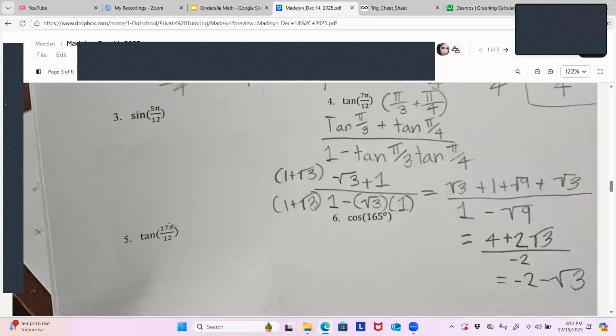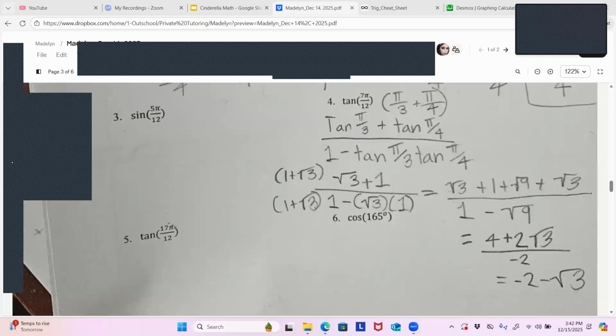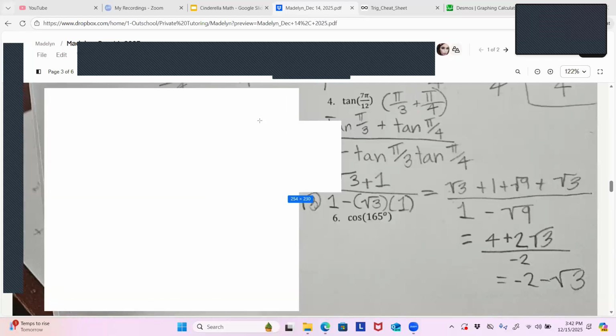Coming over to number 4, tan of 7 pi over 12. Tan is the worst one. Okay. We have already done a 7 pi over 12, so I'm going to skip the goal part. Before we had 3 pi over 12 plus 4 pi over 12. That will equal 7 pi over 12.